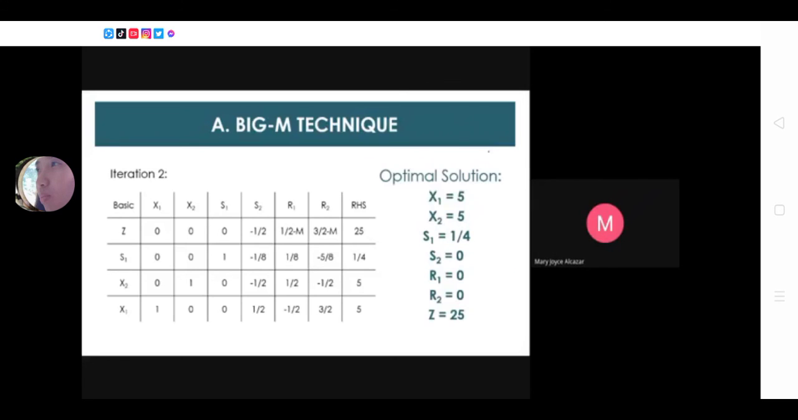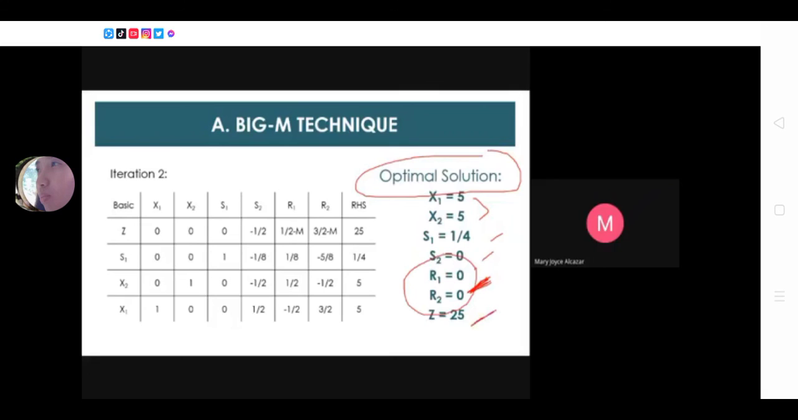So from the last iteration, we have found that the values of x1 and x2 are both 5. S1 is 1/4. S2 is 0. Then R1 and R2, so we have successfully disposed our artificial variables. If it happens that you cannot dispose R1 and R2 from the basic, it means that your problem has no feasible solution. But since R1 and R2 are both 0, this is an optimal solution. And then Z is 25.